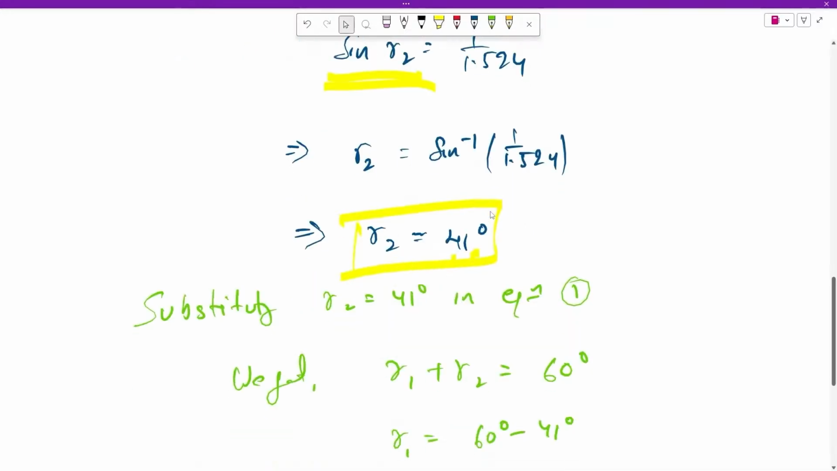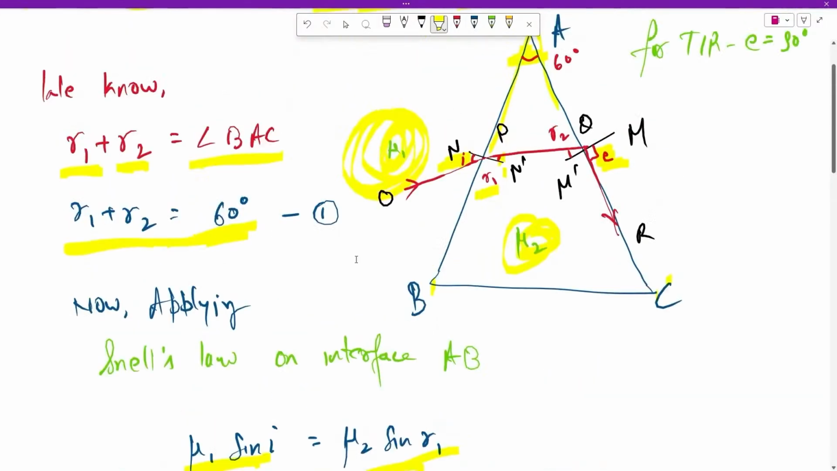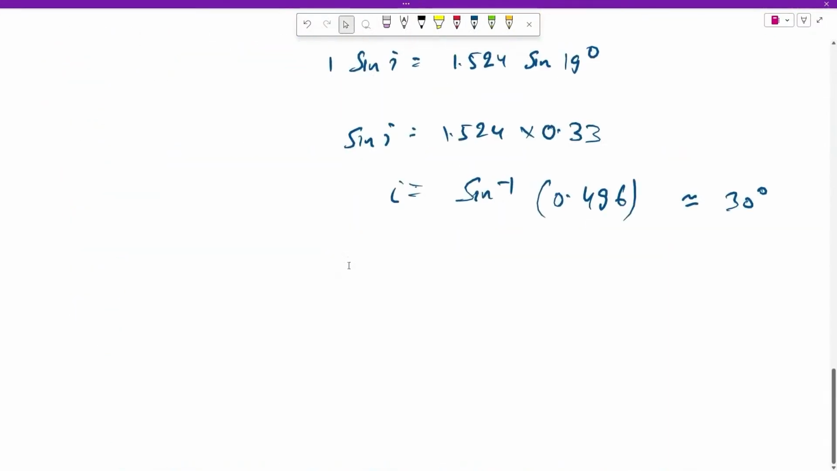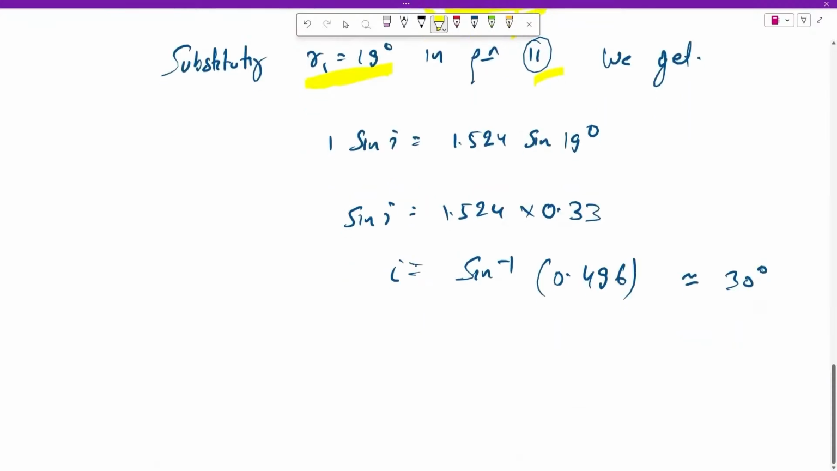Now substituting this value R2 equals 41 degree in equation number 1, that was R1 plus R2 equals 60 degree, we will get the value of R1 as 19 degree. Now substituting this value of R1 as 19 degree in equation number 2, we will get the value of I. So solving for the value of I, we will get I as 30 degree. Thus, for the angle of incidence of 30 degree, we will get total internal reflection on the second face of the prism.